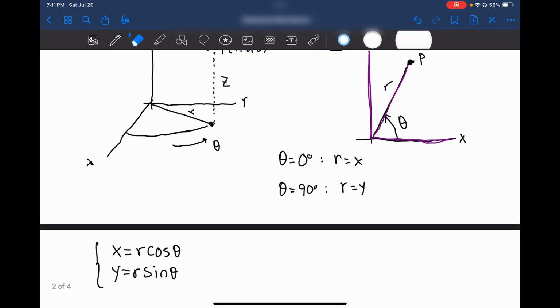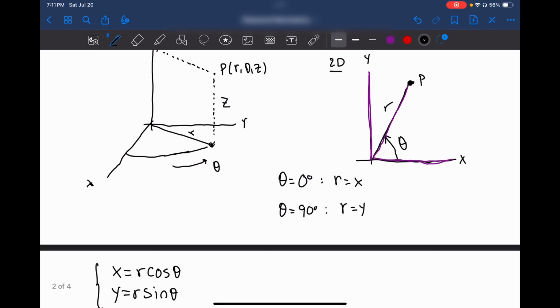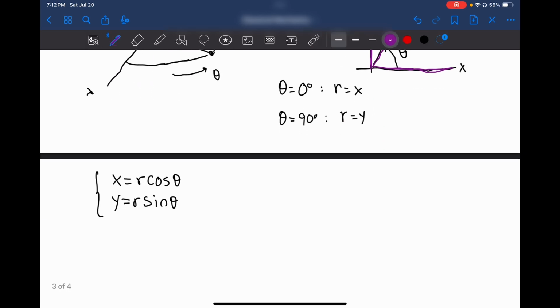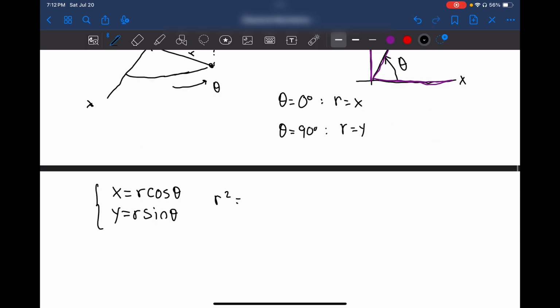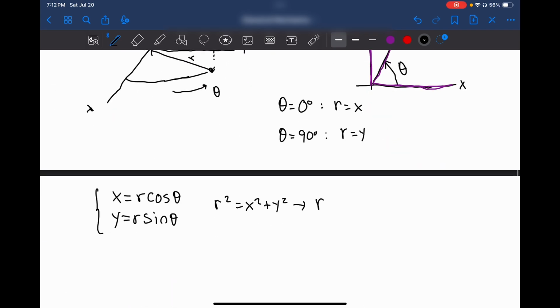But these are also true for theta is 90 degrees. If theta were 90 degrees, then x is 0, and y would be r. And we know that to be true from our analysis up here. If theta were 90 degrees, then r would lie entirely along the y-axis, no x component. Cool. Pythagorean theorem tells us that the square of the hypotenuse is x squared plus y squared. And because r is always positive, it only goes from 0 to infinity, we know that r is the square root of x squared plus y squared.